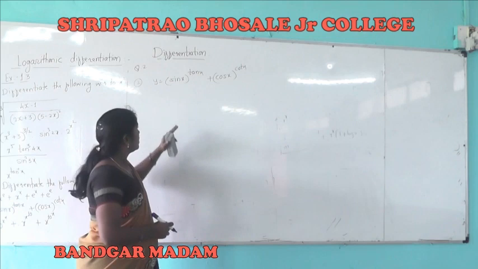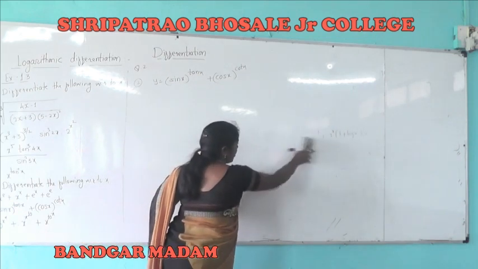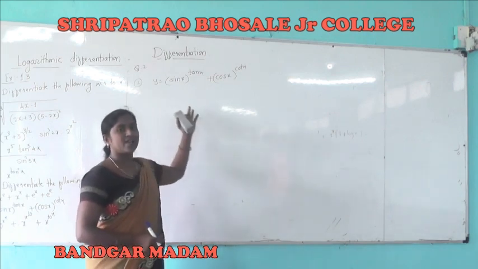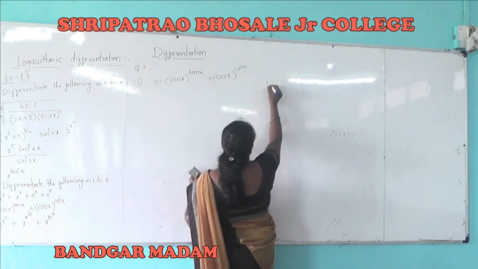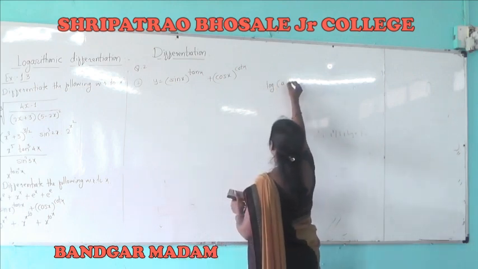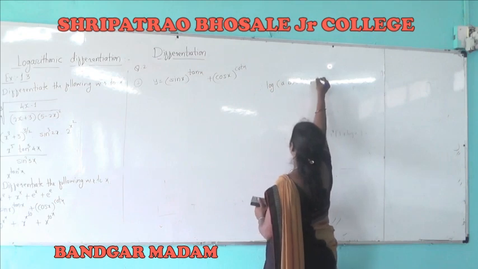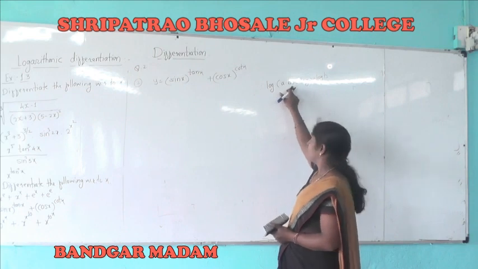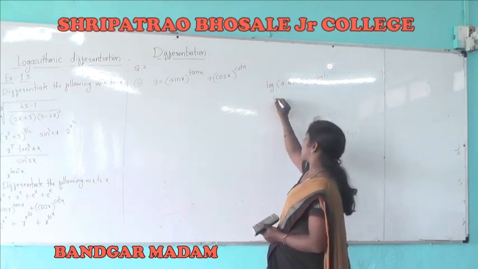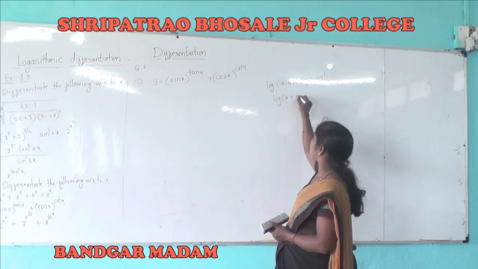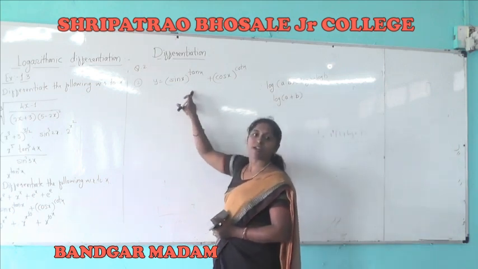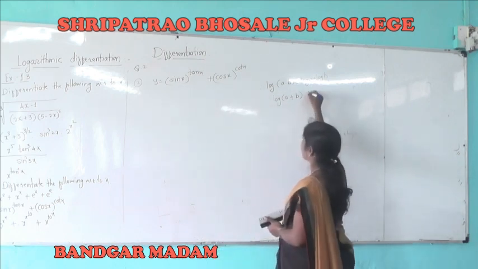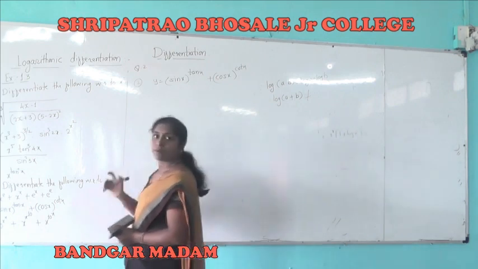Now, for these type of examples, we cannot take log on both sides directly, since we have the formula log of a into b is equal to log a plus log b. So log can be distributed over the product only, but log has no formula for log of a plus b. If we take log on both sides, then we'll get log of a plus b form, which has no formula. So we'll take care here.